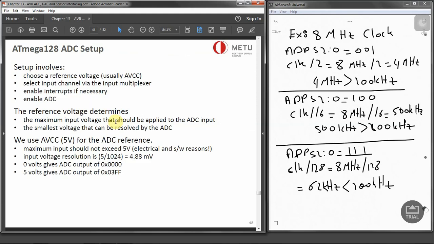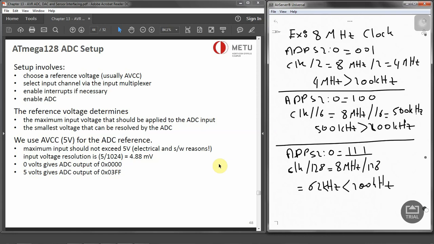Now, as we are going to get into the programming side of the ATmega for analog to digital conversion, there are various steps that we need to take care of. So for the setup, we need to have a reference voltage, so that's why we generally use the AVCC pin to supply an analog voltage there. Then select the input channel via the input multiplexer, whatever channel we are going to use, single ended or the differential one, we have to select that one.